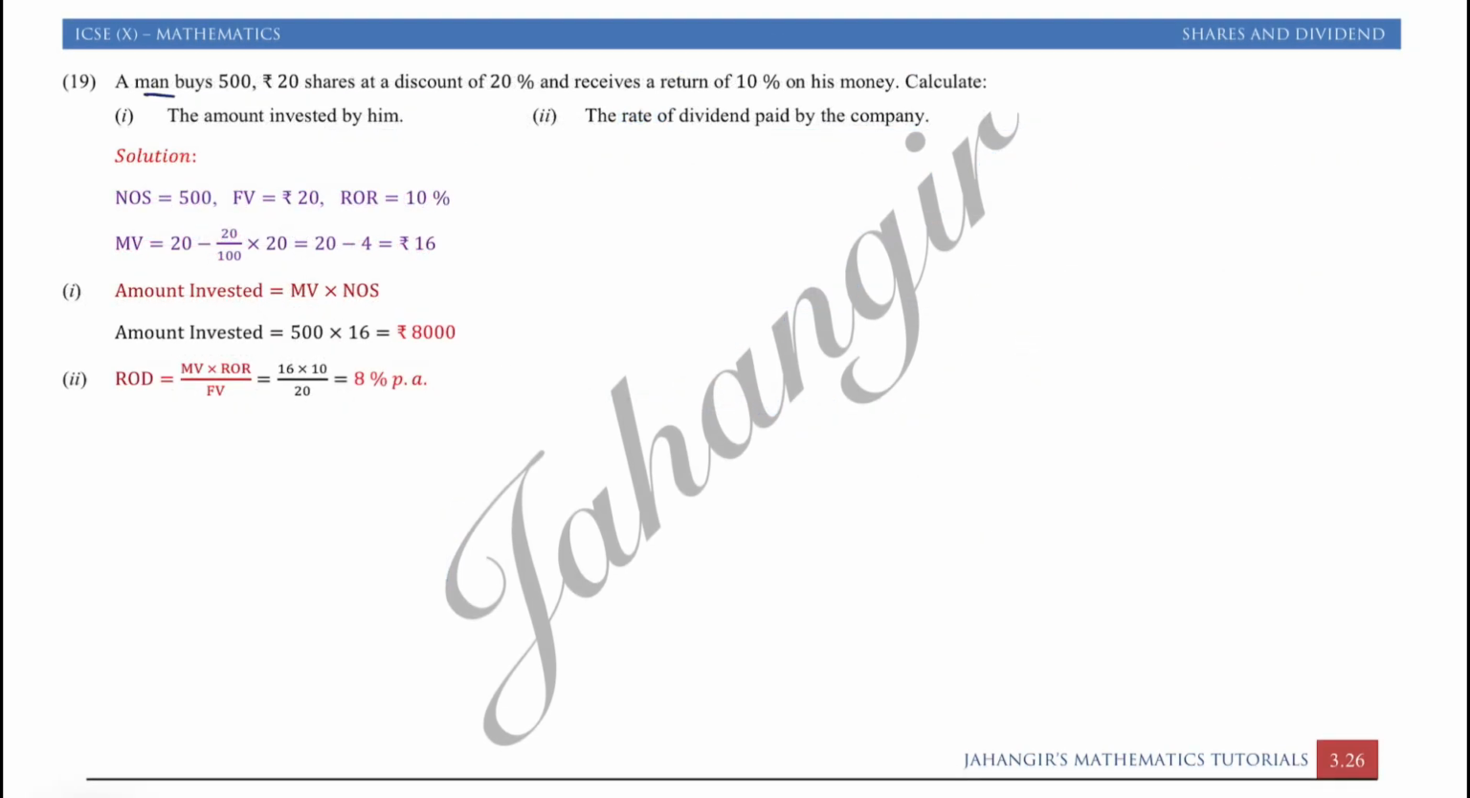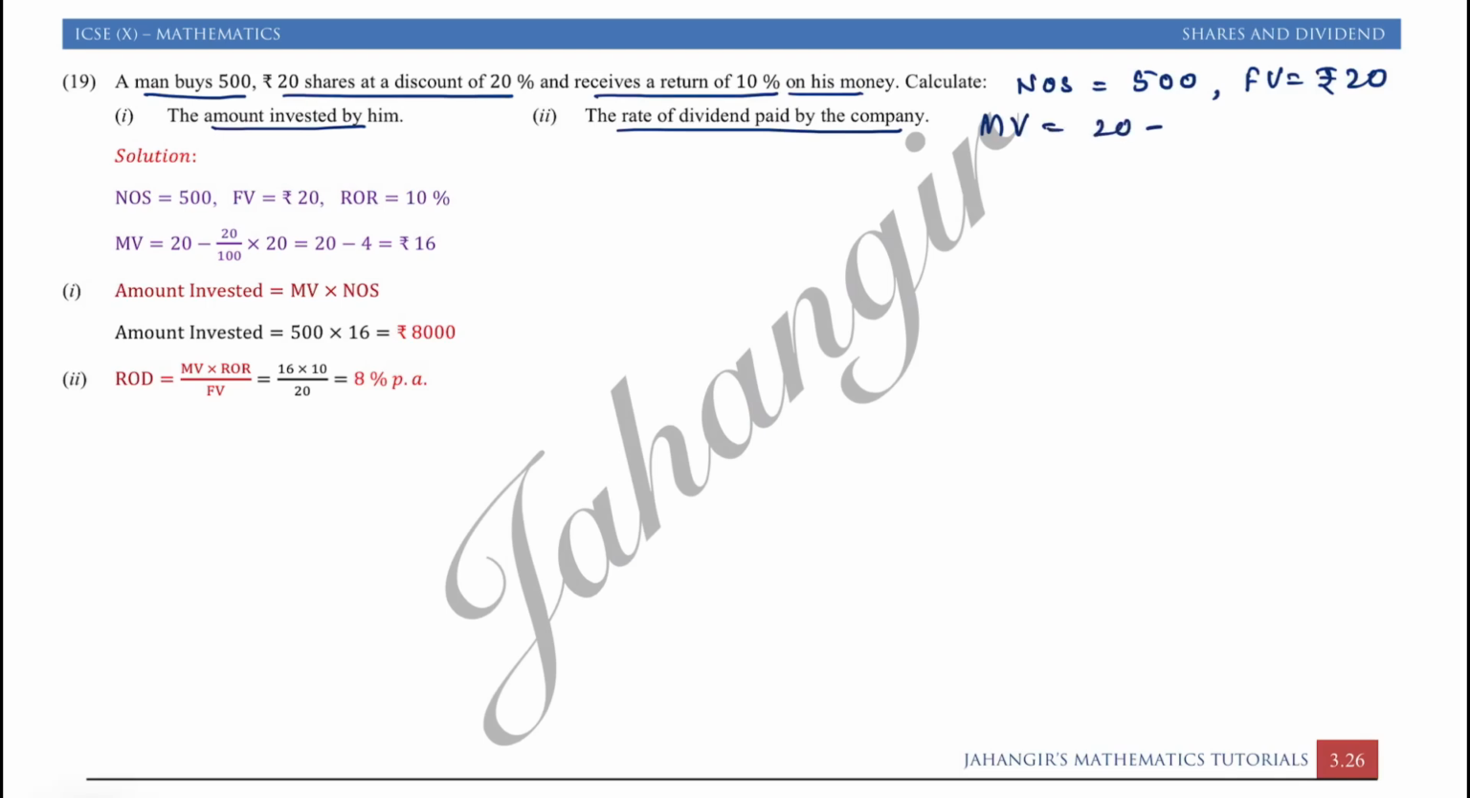Question 19. A man buys 500 rupees 20 shares at a discount of 20% and received a return of 10% on his money. Calculate the amount invested by him and the rate of dividend paid by the company. So here first we will write the information: NOS, number of shares is 500, rupees 20 shares, so face value is rupees 20. At a discount of 20%, so MV is equal to 20 minus 20% discount on face value. Whenever they say percentage of discount, it is always on face value. So that is 20 minus 4, which is equal to rupees 16.